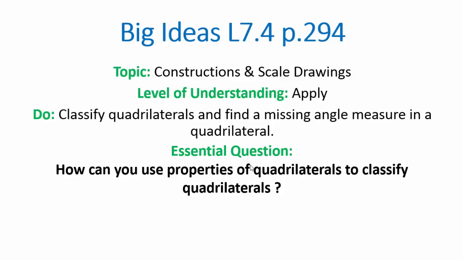Greetings, ladies and gentlemen. Welcome to lesson 7.4 in our Big Ideas book, continuing with constructions and scale drawings, page 294 and 295, where we are going to classify quadrilaterals and find missing angle measure in a quadrilateral. The first video, this one that we're watching right now, we're going to classify these quadrilaterals. In the next video, we're going to find the missing angle measures inside them. Our essential question, how can you use properties of quadrilaterals to classify the quadrilateral?